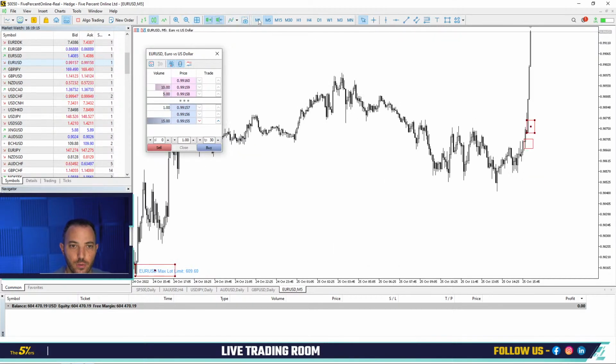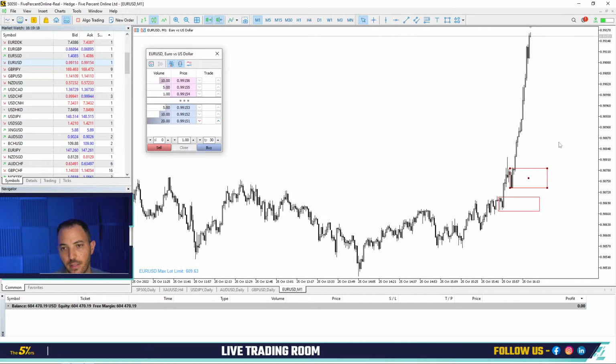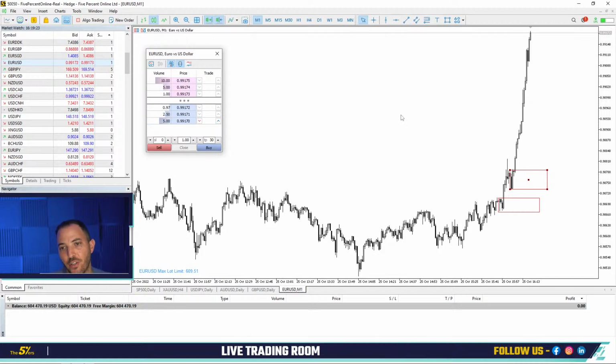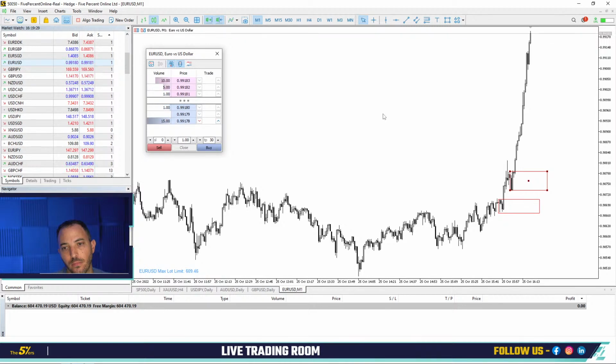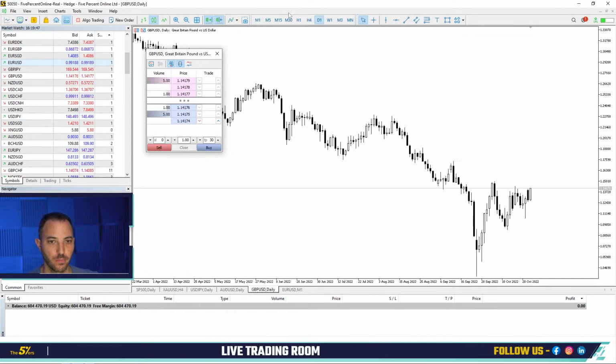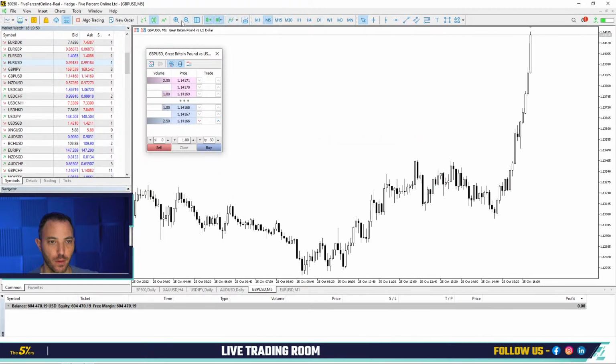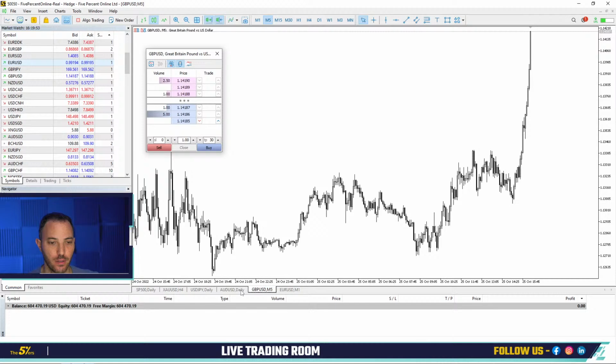Overextended on the 5-minute chart, overextended on the 1-minute chart. So now it's a matter of patience and starting to trend.